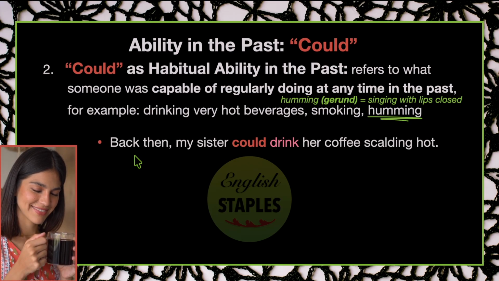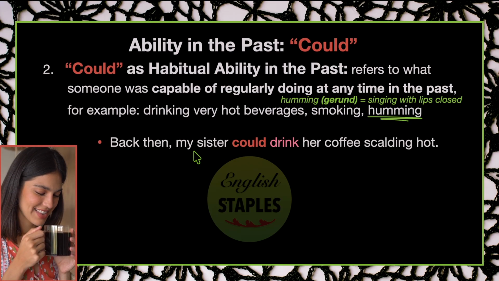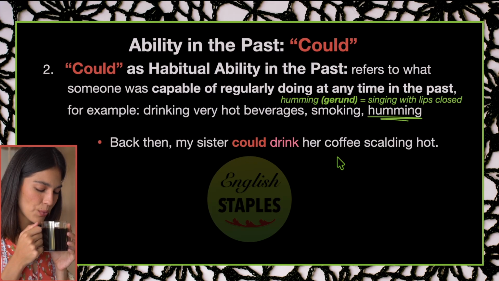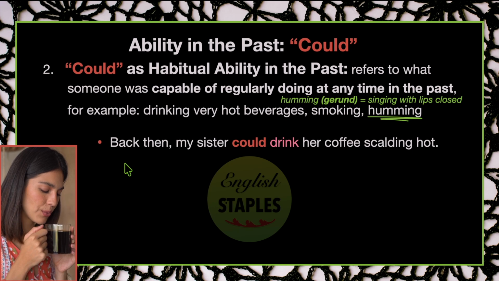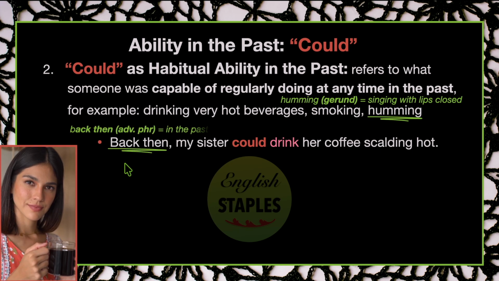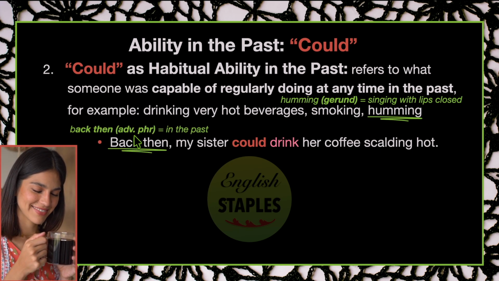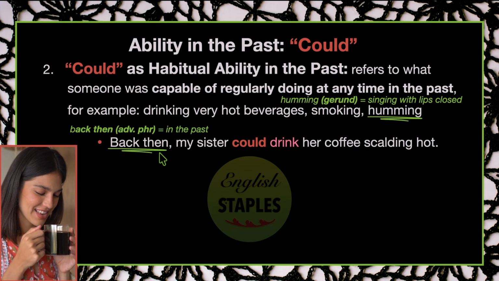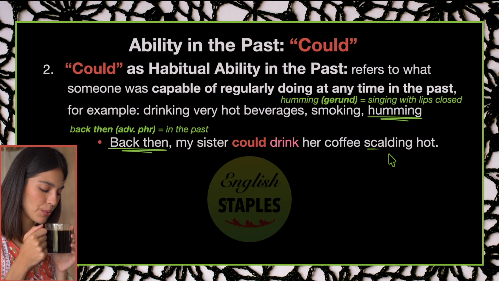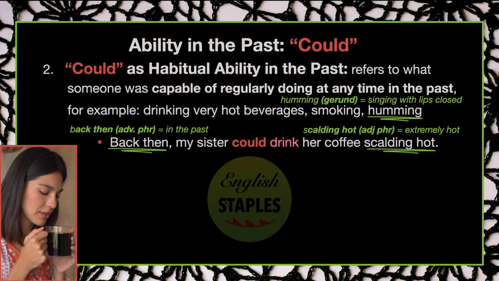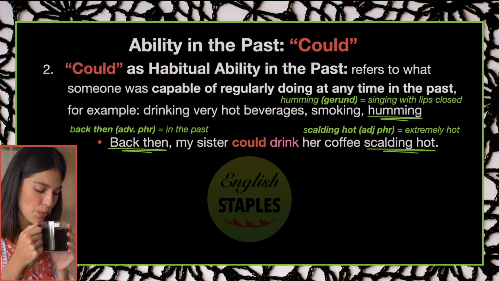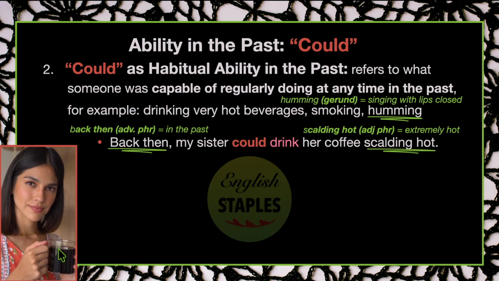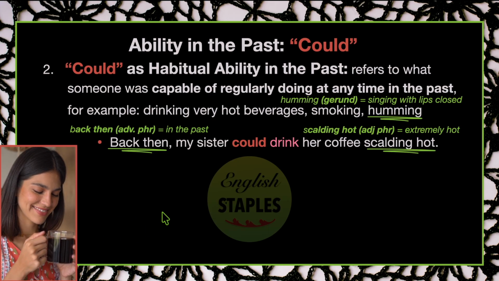In the affirmative, back then, my sister could drink her coffee scalding hot. What does back then mean? Back then is an adverbial phrase and it means in the past. Scalding hot is an adjective phrase and it means extremely hot. See, she's drinking her coffee. It's extremely hot.